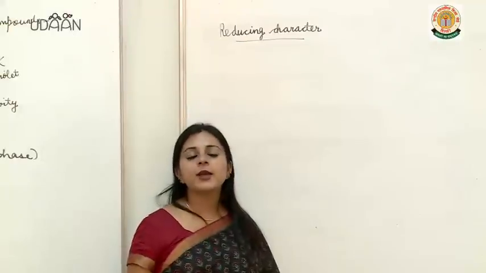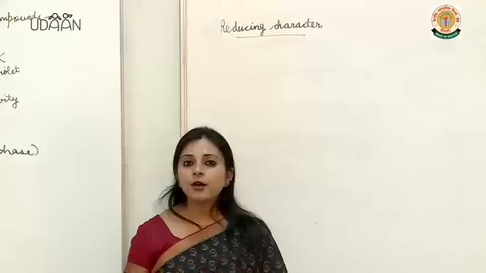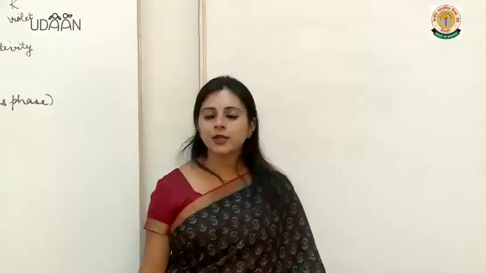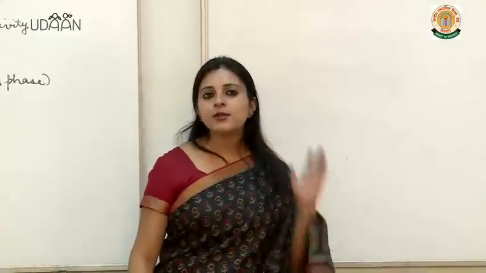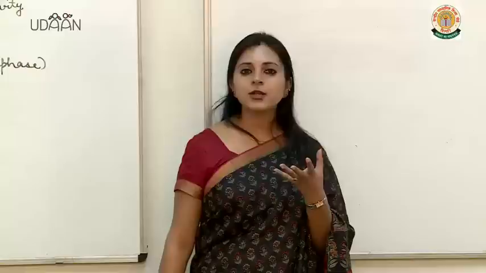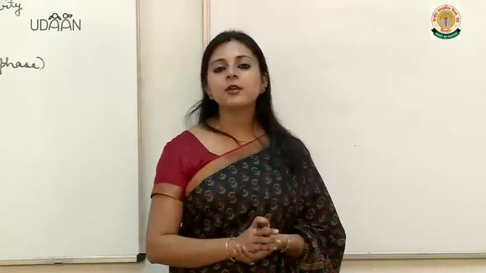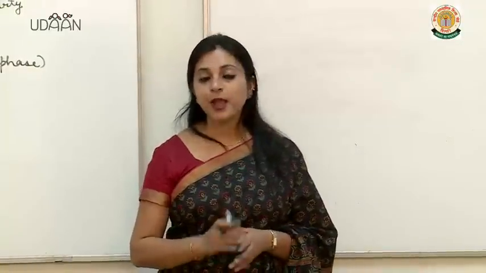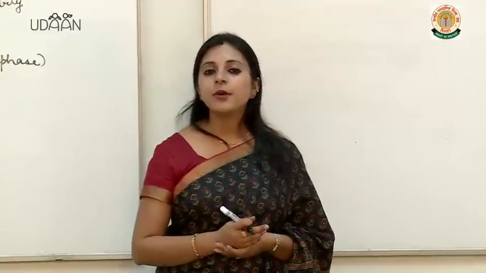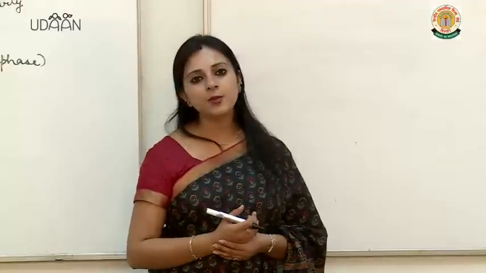Now, let us understand the reducing character of alkali metals. Why alkali metals? They are strong reducing agents because they have low ionization energy and they can easily lose electrons. So, now we will understand which factors this reducing character depends on. Reducing character depends on the electrode potential, and they have very high negative electrode potentials, but we will understand what this electrode potential depends on.